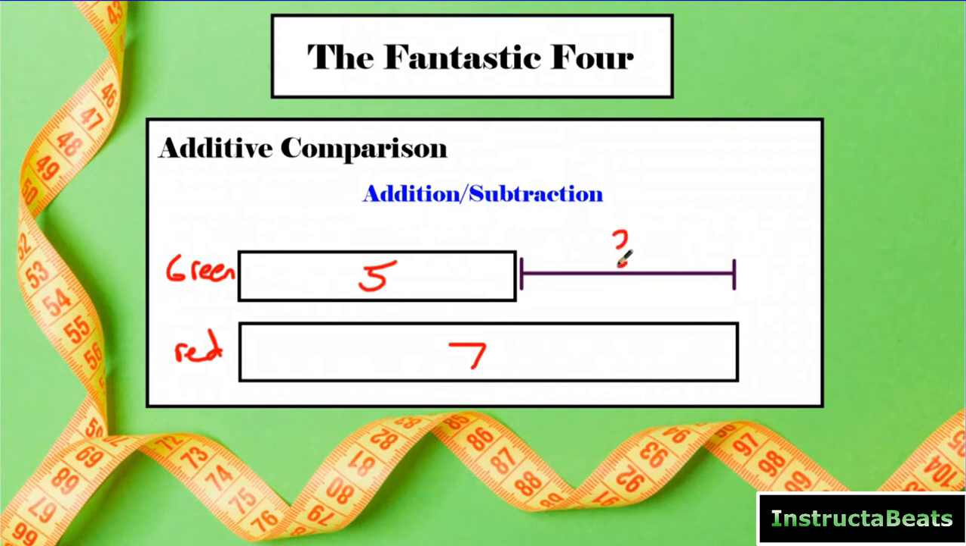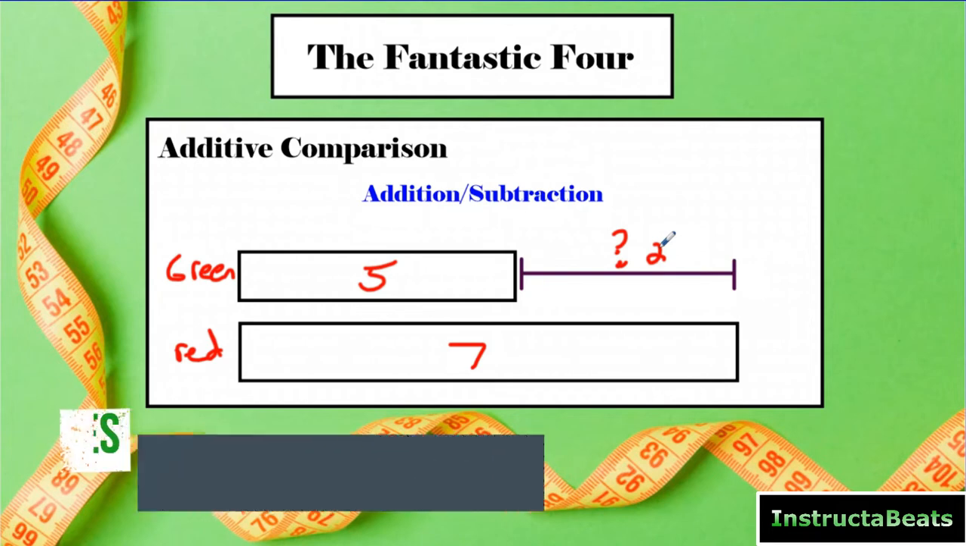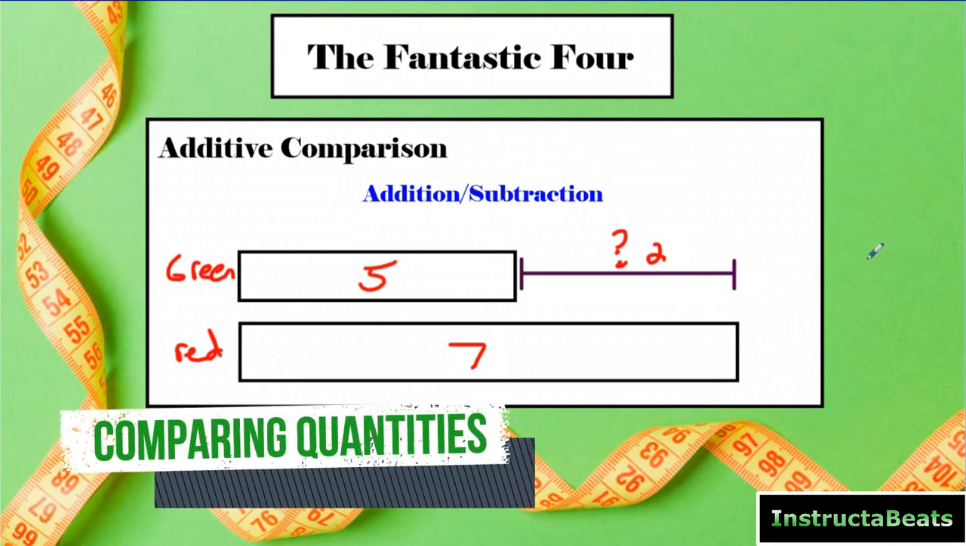And you're looking for this missing piece right here, right? So how many more red apples did you have? In other words, what would you have to add to 5 to get 7? And obviously you could subtract and you figure out that answer would be 2. So it's a great way to visualize when you are comparing two different quantities by using addition and subtraction.